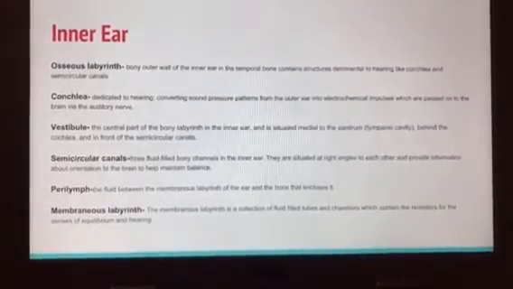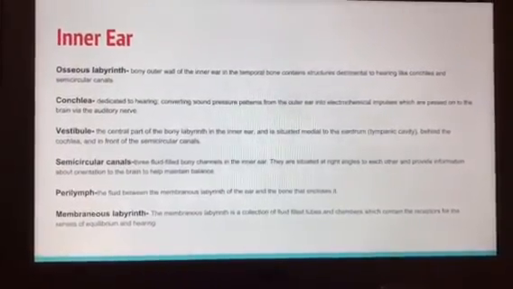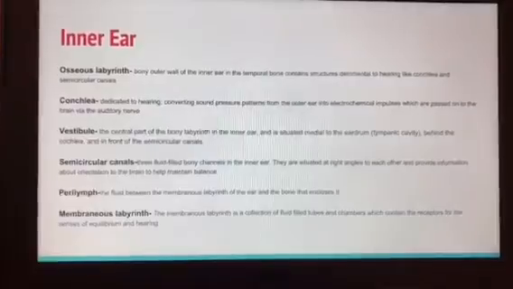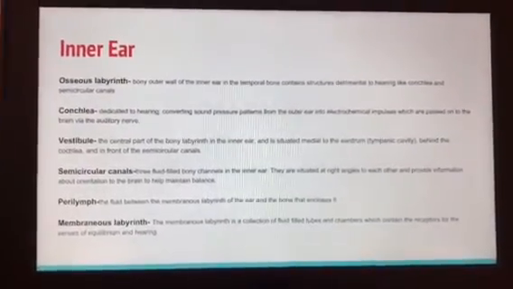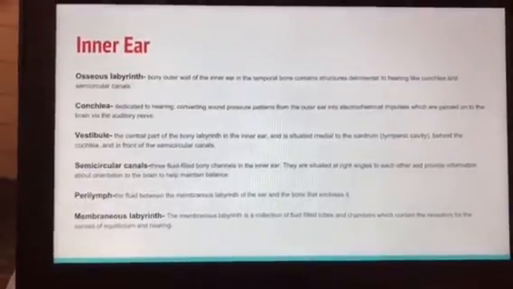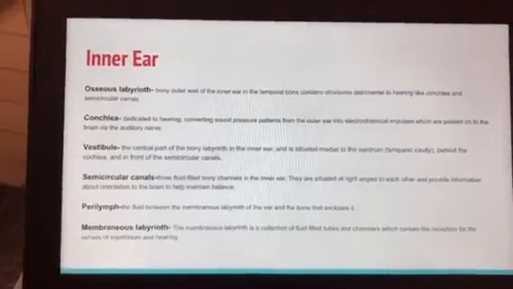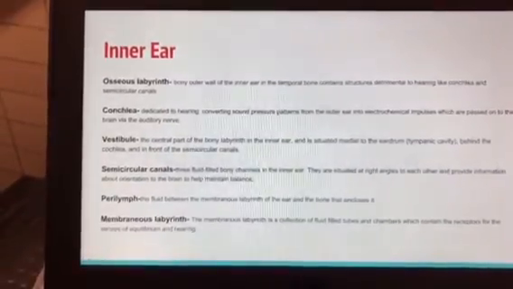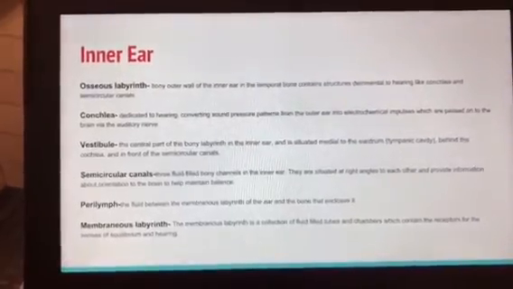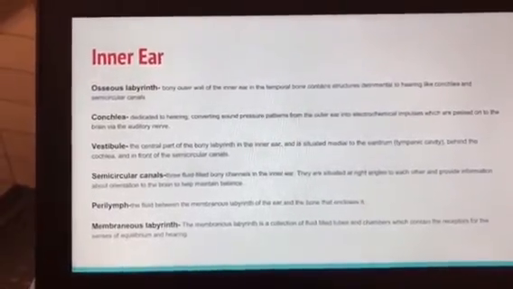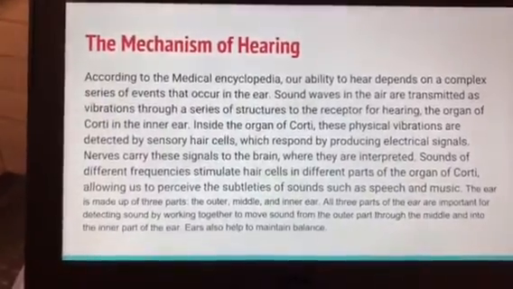Semicircular canals are 3 fluid-filled bony channels in the inner ear. They are situated at right angles to each other and provide information about orientation to the brain to help maintain balance. The perilymph is the fluid between the membranous labyrinth of the ear and the bone that encloses it. The membranous labyrinth is a collection of fluid-filled tubes and chambers which contain the receptors for the senses of equilibrium and hearing. The mechanism of hearing.